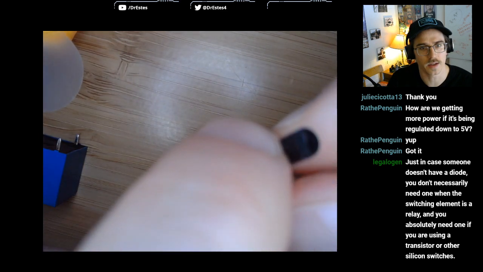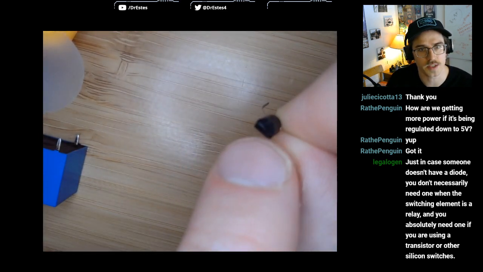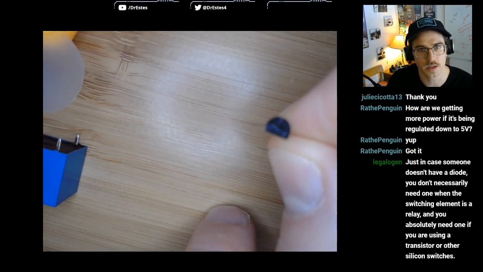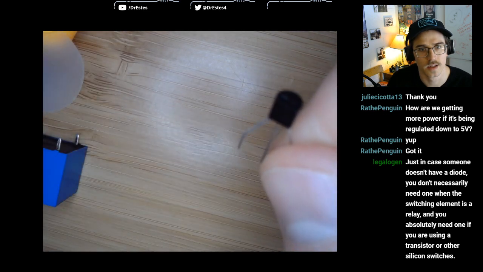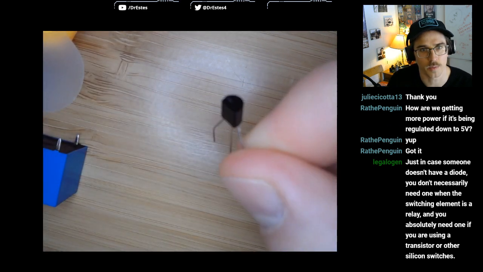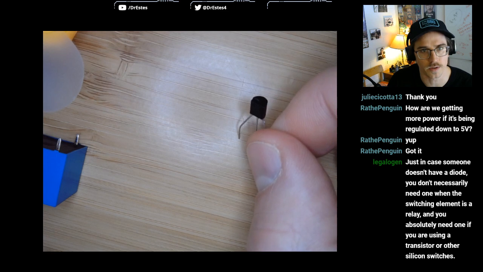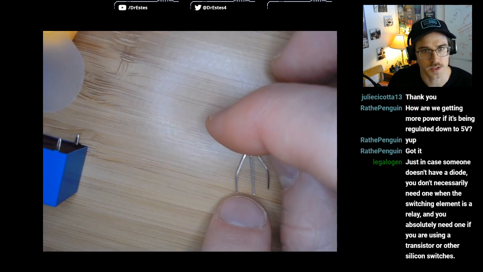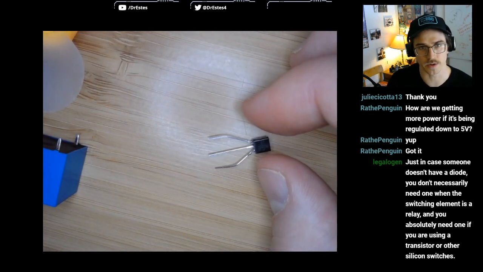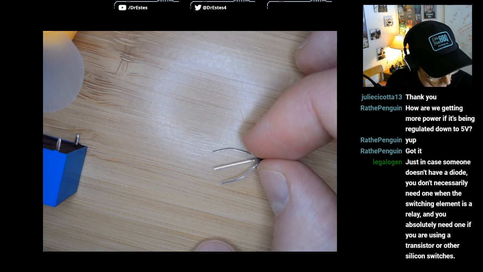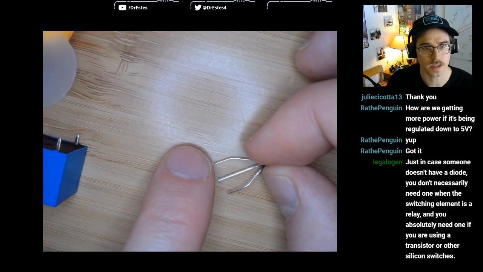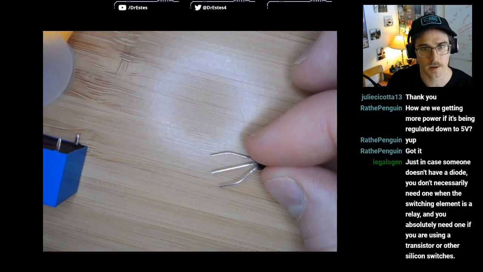You also see there's this crescent shape on it so that you can figure out which side is which, because the difference between these 2 outer legs is important. One is the emitter and one is the collector. So the emitter is, I guess from this perspective, this top leg.